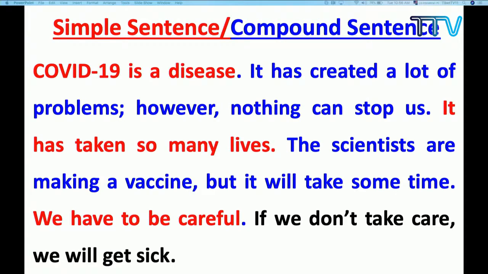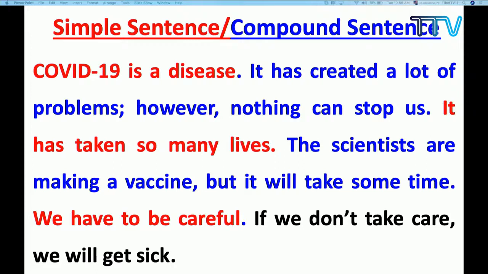COVID-19 is a disease. So what type of sentence is this? This is a simple sentence, very simple. You don't see any connectors here. Second one: it has created a lot of problems. However, nothing can stop us. Now, this is a compound sentence.